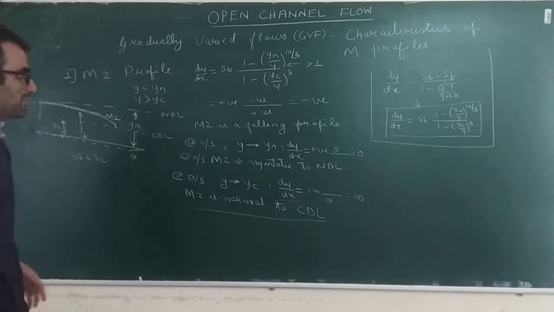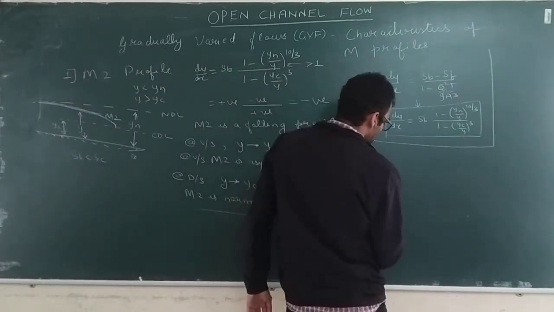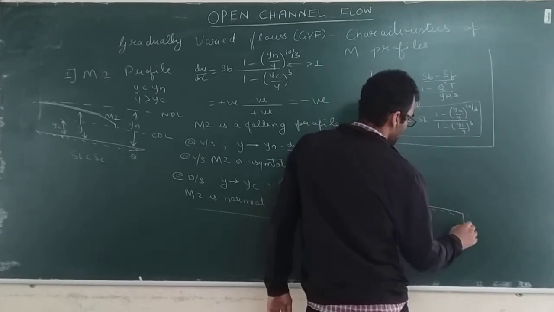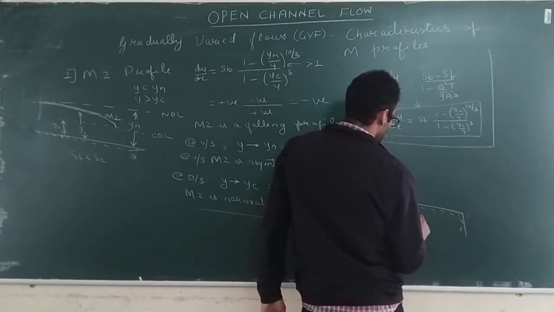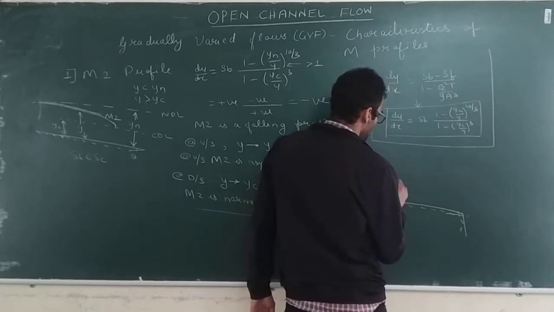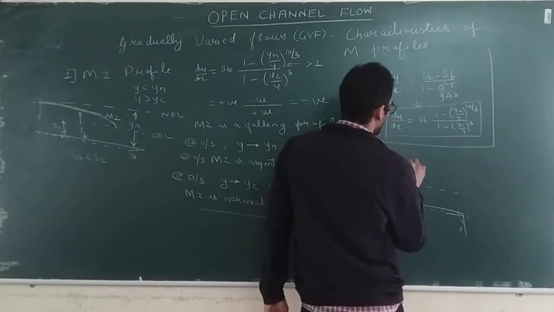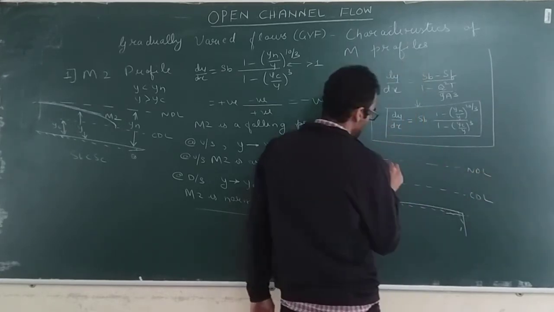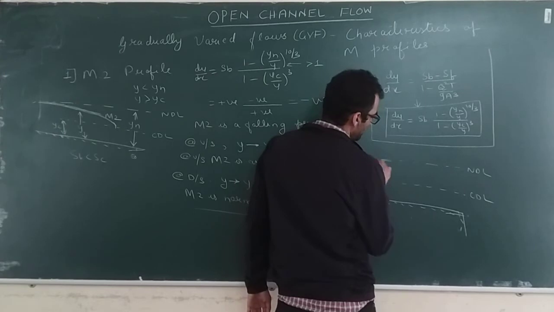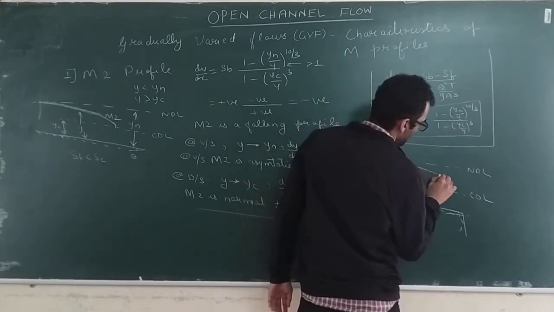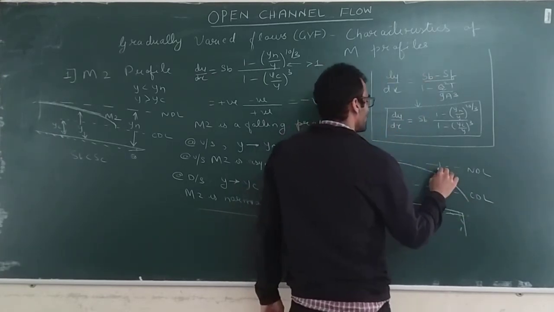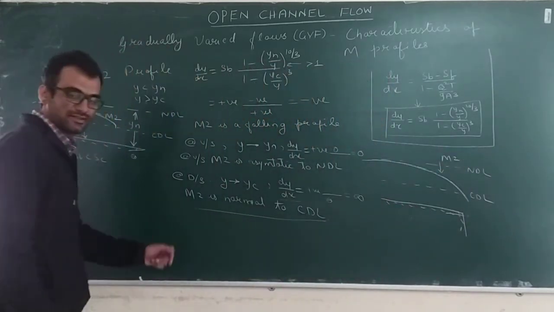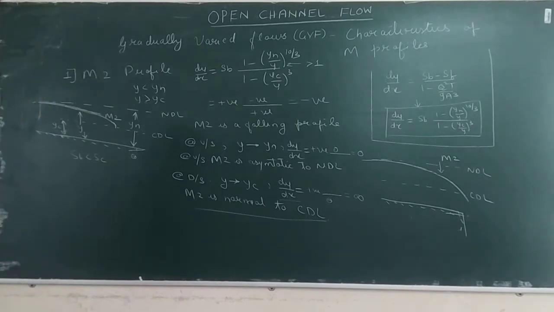Okay, so these are the characteristics of M2 profile. And what is an example? Example of M2 profile will be if we provide a straight drop like this on a mild channel. On a mild slope, if you provide some straight drop, your critical depth line is this, normal depth line is this. Okay, so what will happen? Flow is coming by normal depth, but it will start to fall. It will go like this. So you are going to get a M2 profile on a drop on a mild channel. Okay, this is an example.